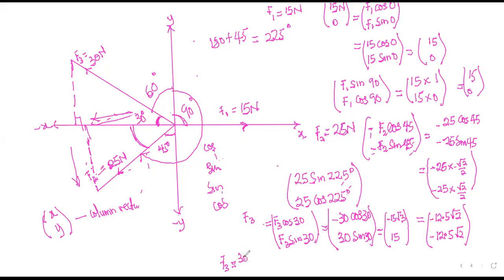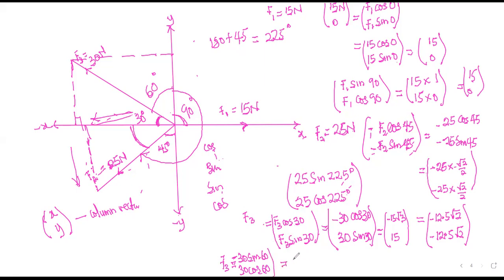30 sine 60 within this quadrant. Within this quadrant, would the x component be negative or positive? So minus. Then the y component will also be 30 cos 60. And that is positive.